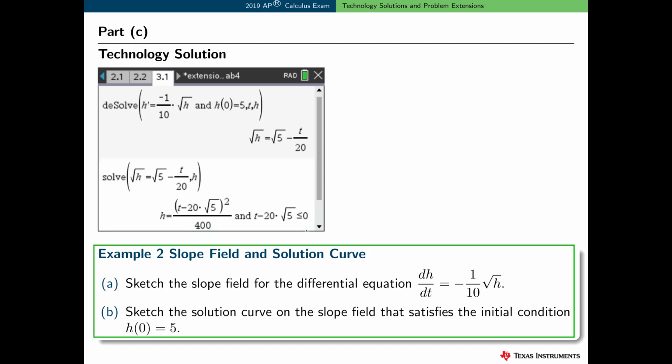And here's another example, an extension of this free response question that uses this differential equation. Sketch the slope field for this differential equation, and then on this slope field, sketch the solution curve that passes through the point (0, 5).